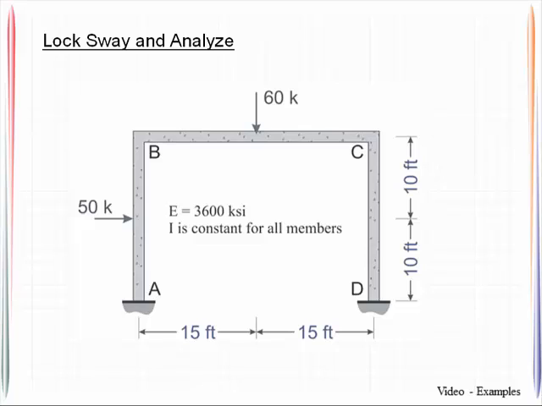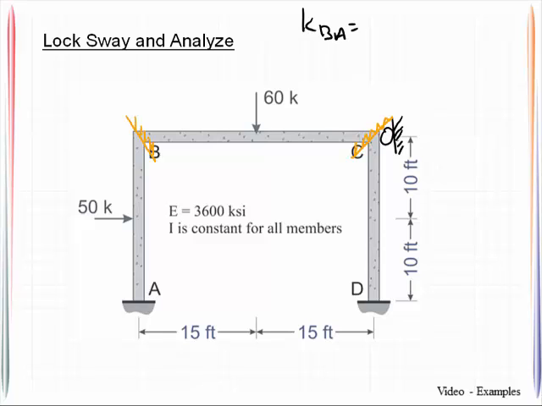Now, we don't necessarily know how to analyze a frame with sway using moment distribution, but we do know how to do it if no sway occurs. So what we will do is we will go ahead and lock it against sway. And then we can proceed with the moment distribution analysis the way we always would. So first step of that is lock the joints against rotation and then solve for the stiffness factors and distribution factors.